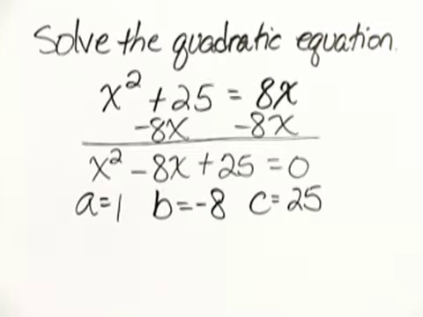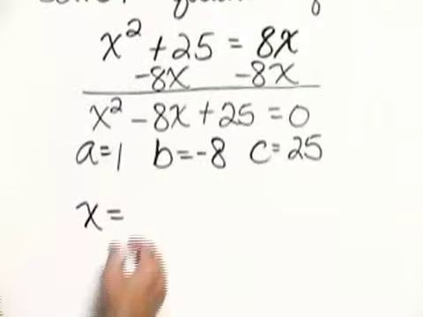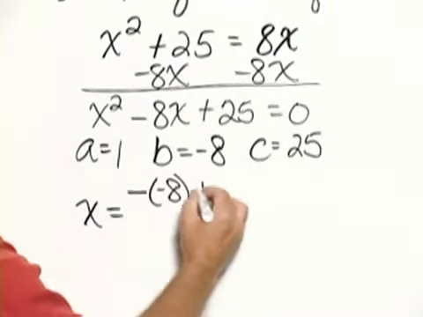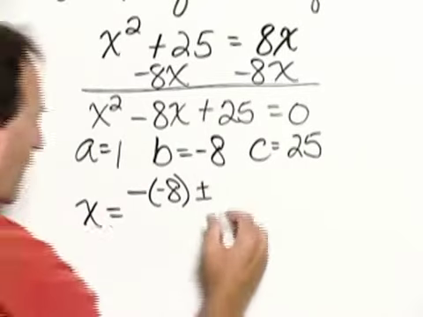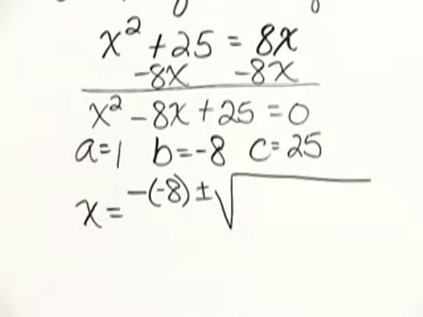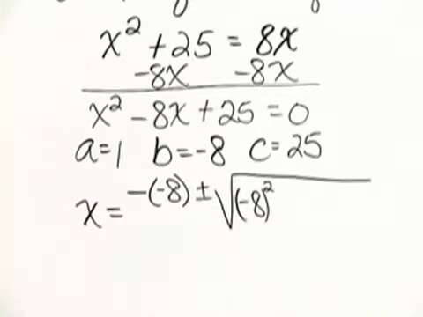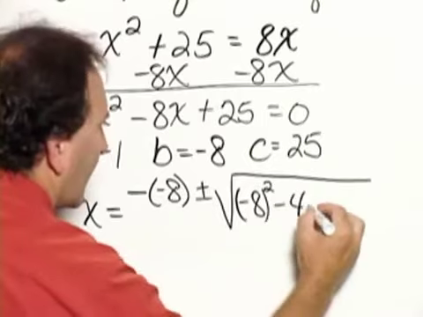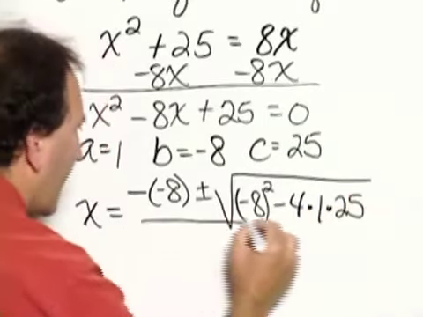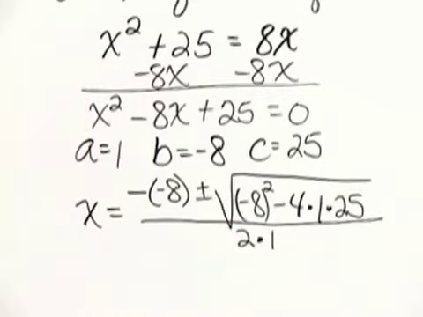Now we use the quadratic formula, which tells us that x is equal to minus b, so minus a negative 8, plus or minus the square root of b squared, so that's negative 8 squared, minus 4 times a times c. And all of that is divided by 2 times a.